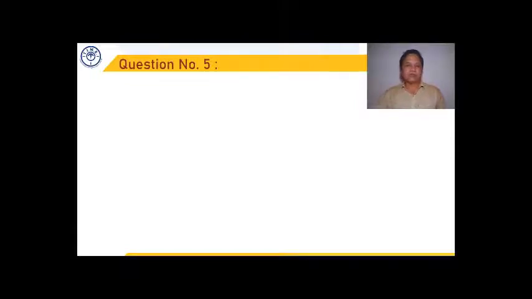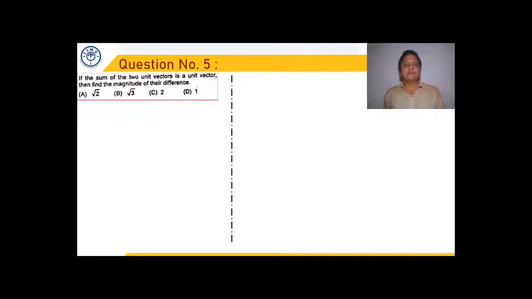Question number 5 of the handout. It says if the sum of two unit vectors is again a unit vector. Two unit vectors, whose magnitude is one unit. If the sum of two unit vectors is a unit vector, then find the magnitude of their difference. We have to find the magnitude of the A minus B vector.